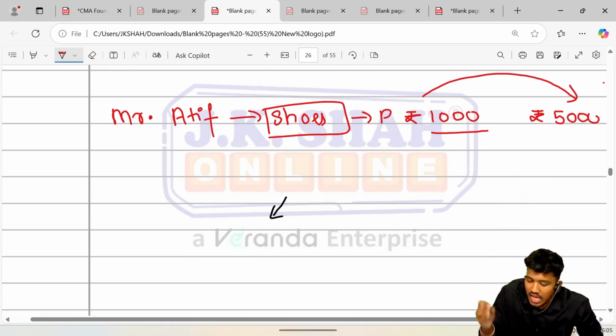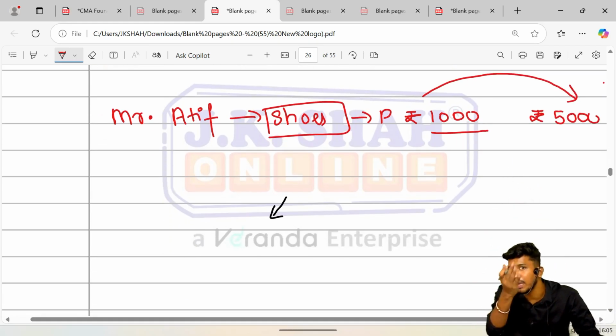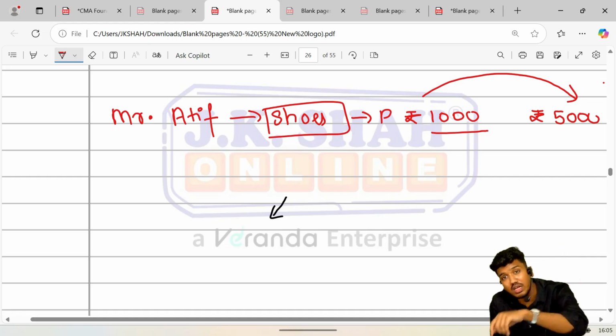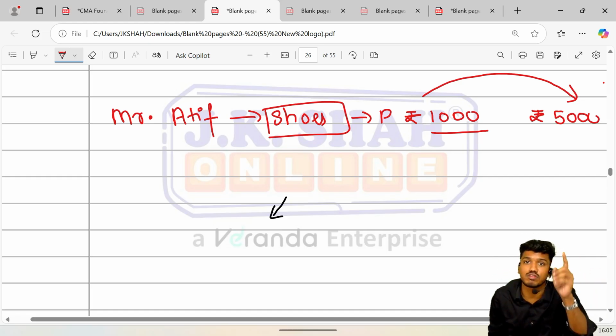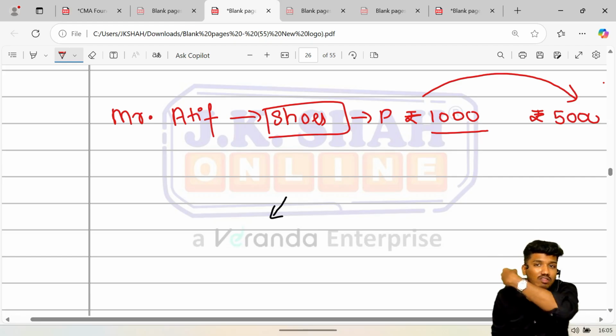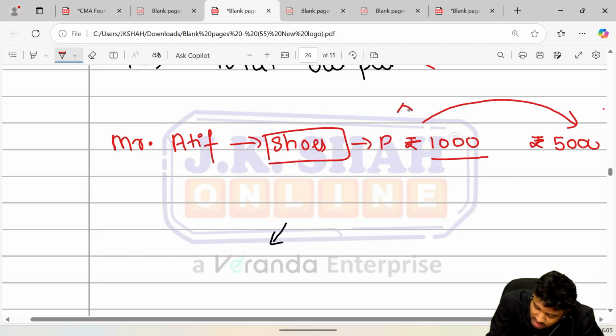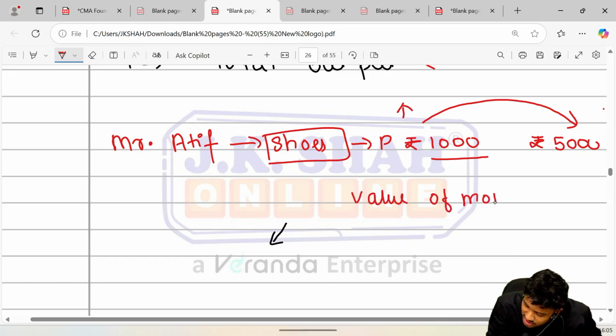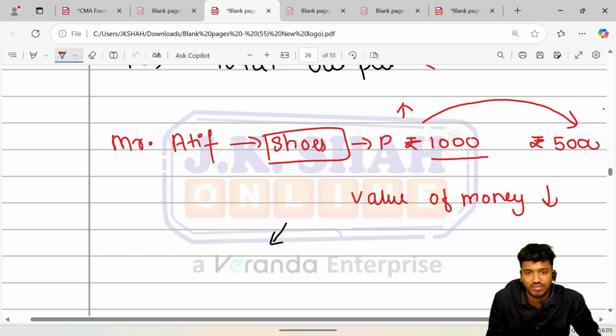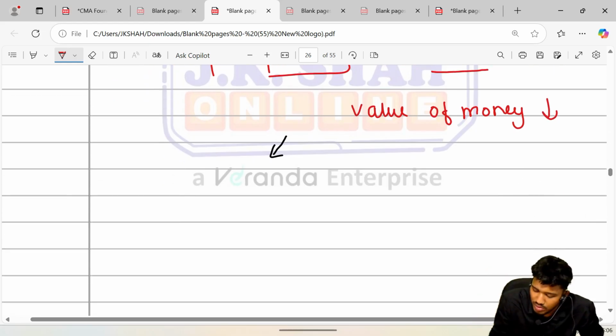First, rupees 1,000 had the ability to purchase one pair of shoes. Now rupees 5,000 has the ability to purchase one pair of shoes. It means the rupees 1,000 has lost its ability. It means that due to the rise in price, the value of money decreased. The value of money fell. Once again, one more example.